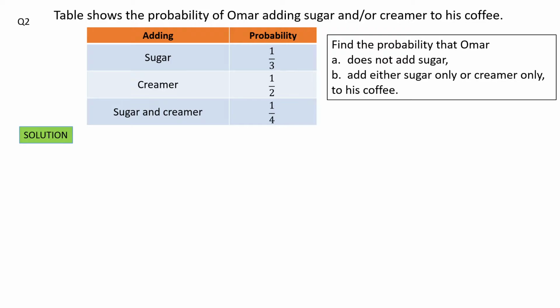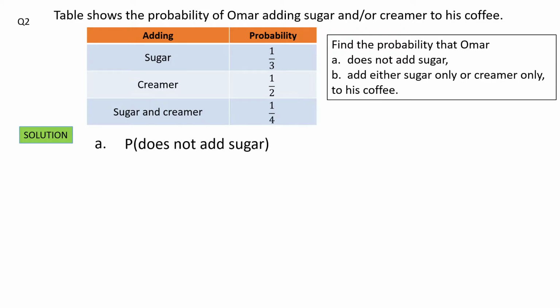Question 2. The table shows the probability of Omar adding sugar and or creamer to his coffee. Okay, information given in the table. Probability sugar is given as 1 over 3, probability creamer as 1 over 2, and probability sugar and creamer as 1 over 4. The first question: find the probability that Omar does not add sugar.